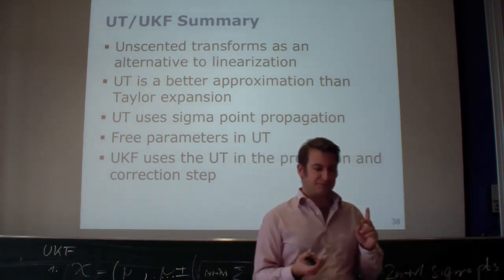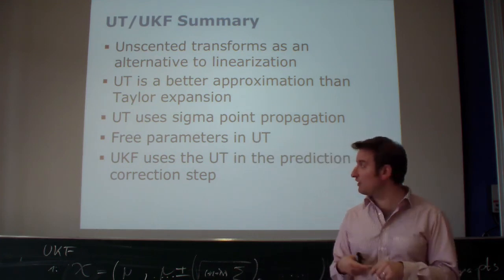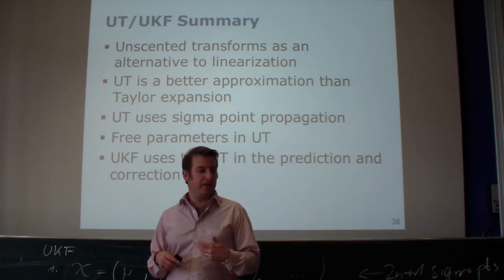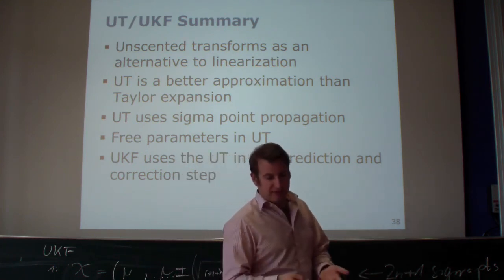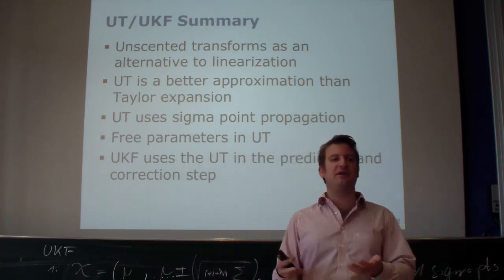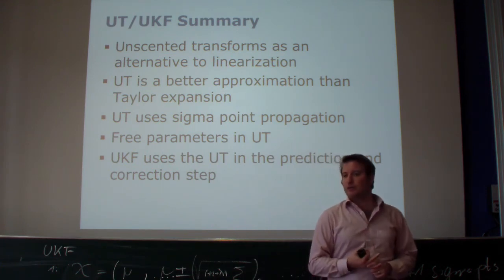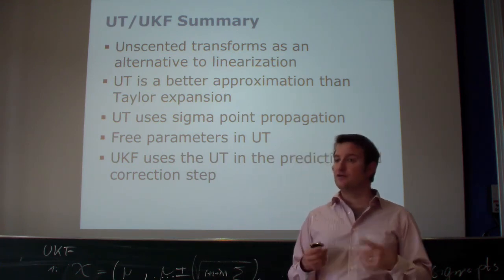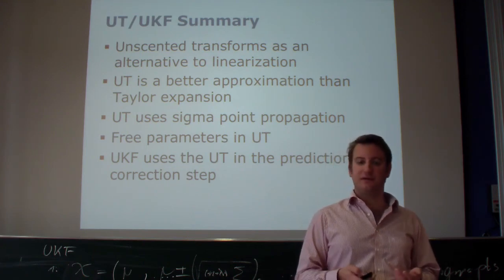We have a couple of free parameters with which we can set the sigma points. And what the unscented transform then does is propagate the sigma points, and what the UKF in the end does is just replace this linearization by the sigma point propagation. That is kind of the key idea of the unscented transform used in the unscented Kalman filter.